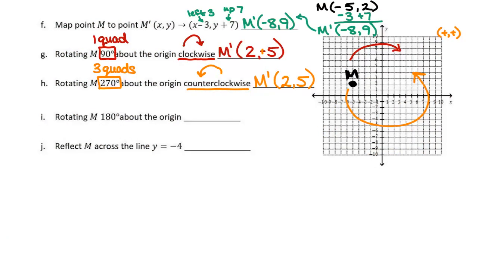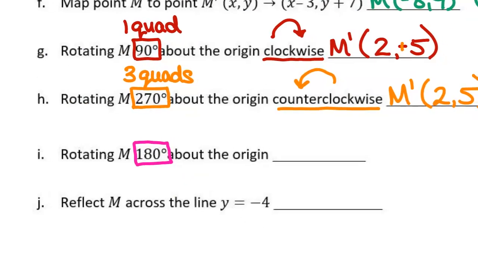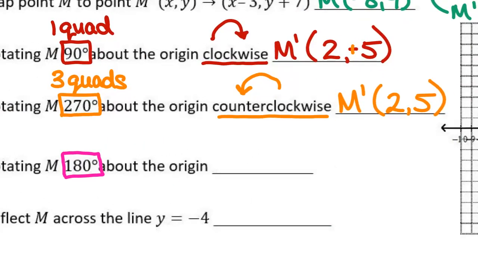Rotating 180 degrees about the origin. What was our rule for that one? Switch the signs or change the signs. So I'm going to come back to my point M, negative 5, 2. We're going to change both signs. So instead of negative 5, it becomes positive 5. Instead of positive 2, it becomes negative 2. So M prime would be 5, negative 2.